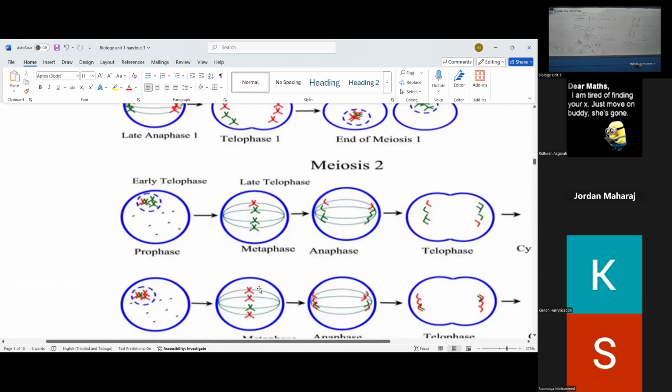So the steps essentially repeat themselves with one difference. What happens or doesn't happen in meiosis two that happens in meiosis one? Crossing over doesn't occur again. In meiosis one, we had crossing over. In meiosis two, there's no crossing over.